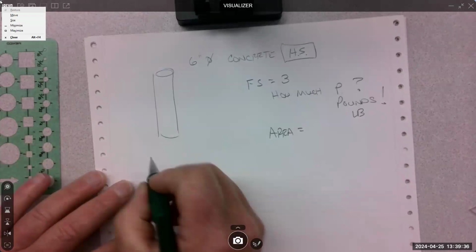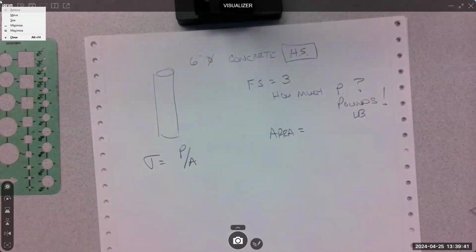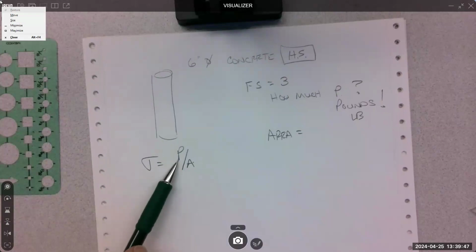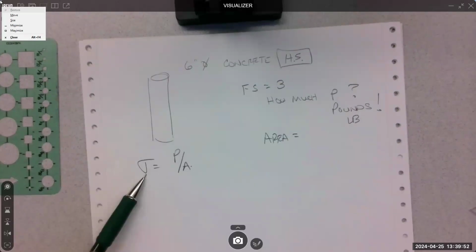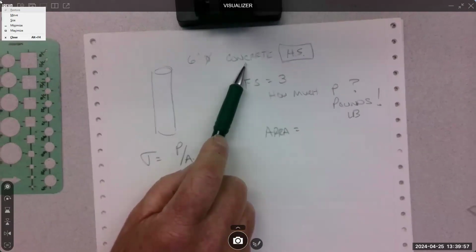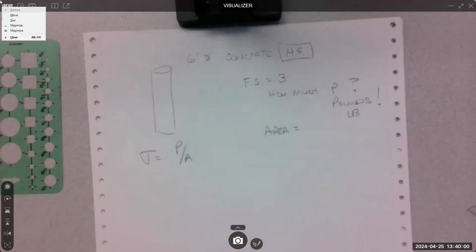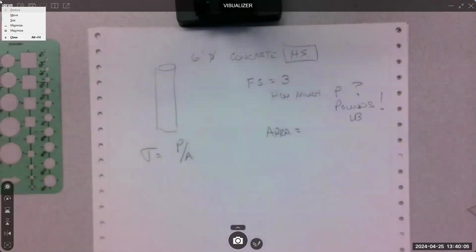So in this case, you know the geometry, so you know area. And you know the stress equation is P over A. And P is what we want to know, right? Load. So if we know area, and if we know the material, then we can look up the properties of the material, right? Which concrete again? High strength. It just says concrete. One's stronger than the other, though, you gotta admit.